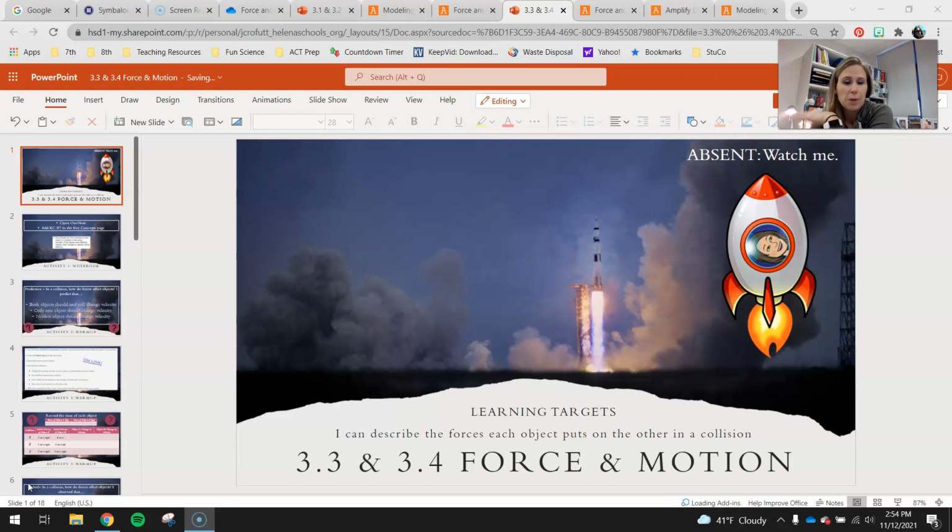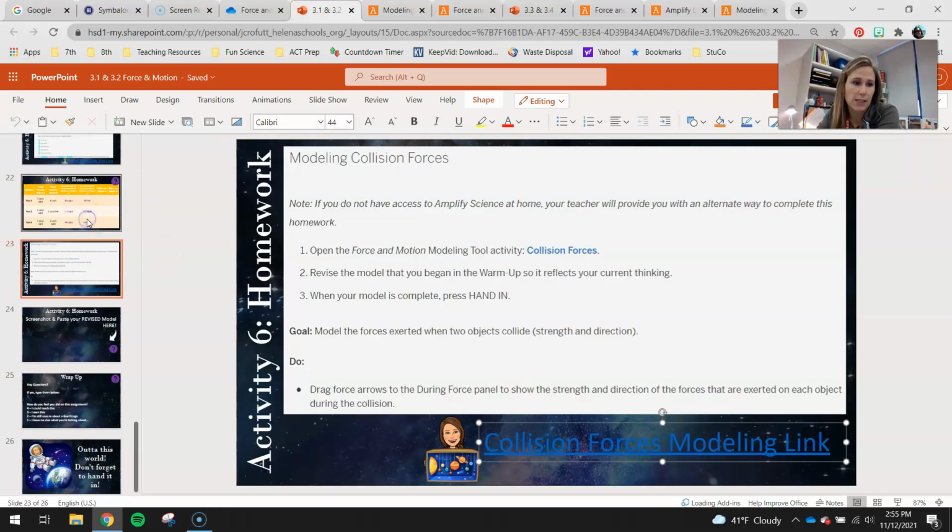Okay. With that being said, before we begin with lesson 3.3 and 3.4, I want to review our last lesson, which was 3.1 and 3.2. In that lesson, we introduced the concept of collisions and Newton's third law of motion: when two objects come into contact with each other, one object puts a force on the second object, and no matter the size or the mass or the speed or the movement of those objects, the second object always puts an equal force back on the first object. So let's take a look at what you did in this.